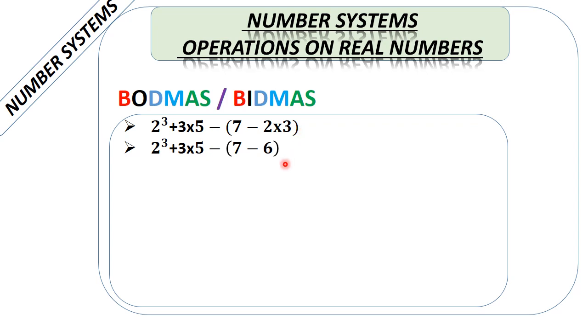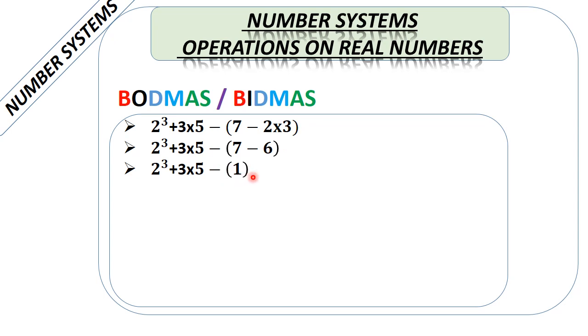Then from here, what's next? We're still inside the brackets, because for us to start dealing with these other things, we have to start with what's inside the brackets till we have a single number inside the brackets. So here we go to this 7 minus 6, we're going to get 1. So we can write everything: 2 power 3 plus 3 times 5 minus 1. Now that we've got a single digit, we can even forget about the brackets.